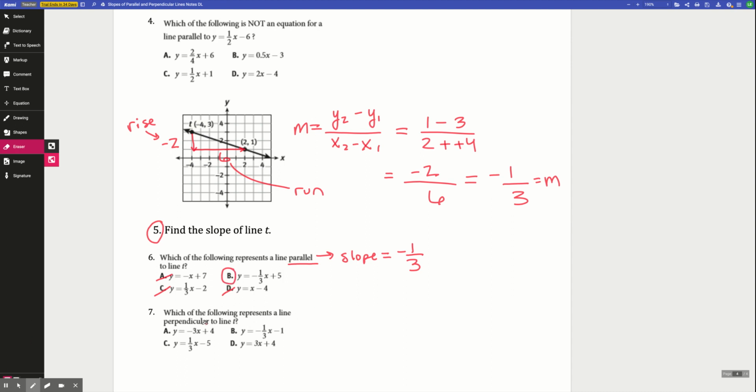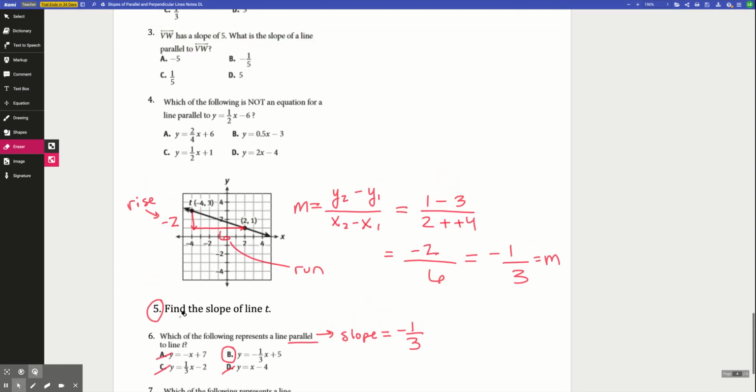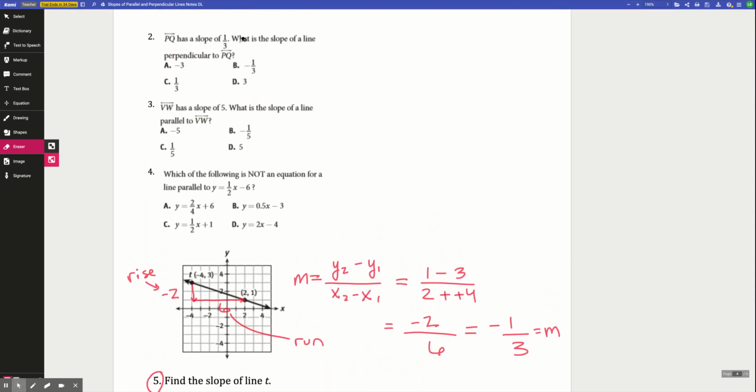All right, so you have number 7 that I want you to try, as well as these slightly easier ones at the top here, 2, 3, and 4. So give those a try and then come back and see if you got them correct.